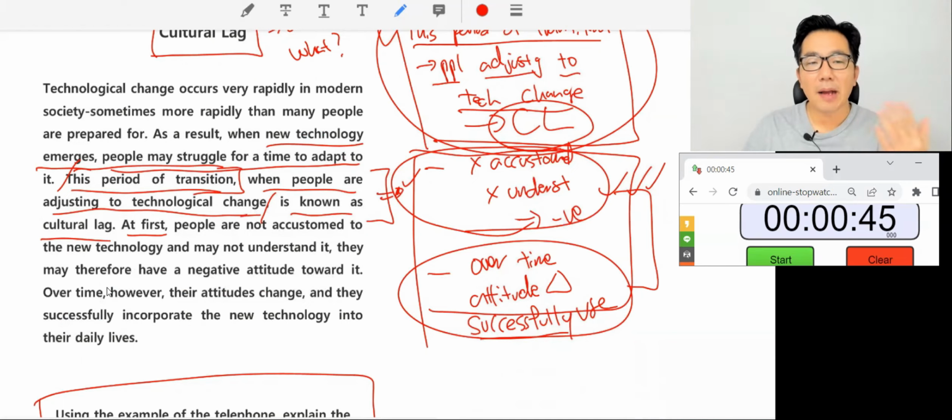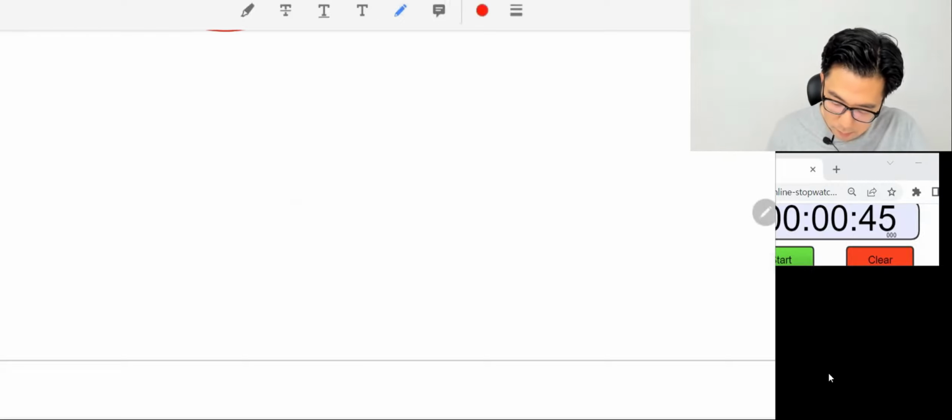However, over time, so after a while, their attitude changed to a positive one, right? So over time, their attitude was negative. So attitude change. How? They successfully incorporate, here meaning put in or integrate or mix, the new technology into their daily lives, meaning they are able to successfully use it or it becomes part of their daily lives, right? So I just said successfully use it. So their attitude changed to more positive. Okay. Yeah, I think it's a perfect job. So next part, listening. Now listen to part of a lecture from a sociology class.